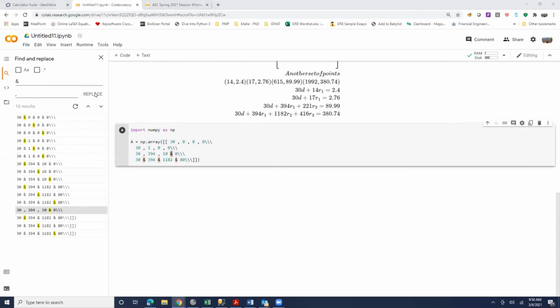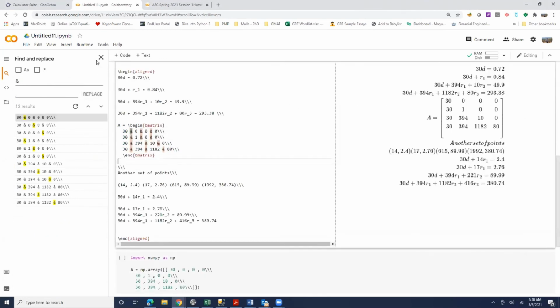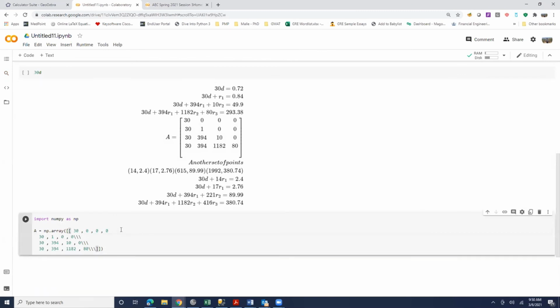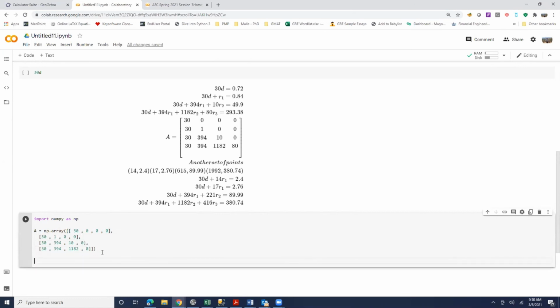Oh, is it doing it here? Yeah, okay. Okay, I don't want to do it there. And then I replace each of these with, okay, so that's my A for the first one. What is my cost equation? That's the right hand side.